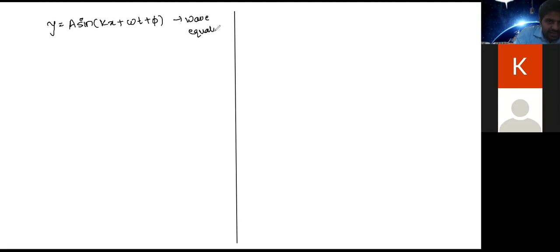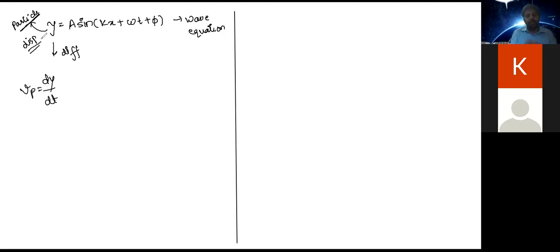Now, when we are differentiating this wave equation, what does y tell us? Atul, what does y tell us? Displacement of particle. Yes, displacement of particle. So when you differentiate displacement of particle, what will you get? Velocity of particle. Very, very important. Note it down, everyone. When you differentiate displacement of the particle, you get velocity of the particle.